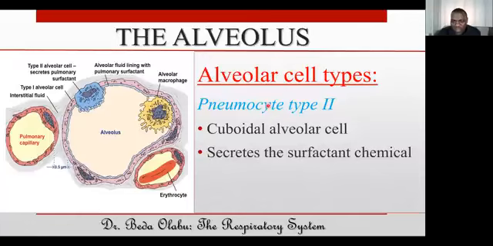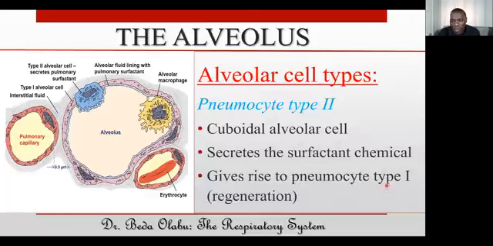The second function of pneumocyte type 2 is that they give rise to pneumocyte type 1. This is to tell you that pneumocyte type 1 is not regenerative. Once a pneumocyte type 1 dies, that's it. These ones cannot divide to give rise to new ones. So what happens is that the pneumocyte type 2 are the ones that spread out and lose the capacity to secrete surfactant so that they become pneumocyte type 1. The pneumocyte type 2 can divide; they are regenerative.